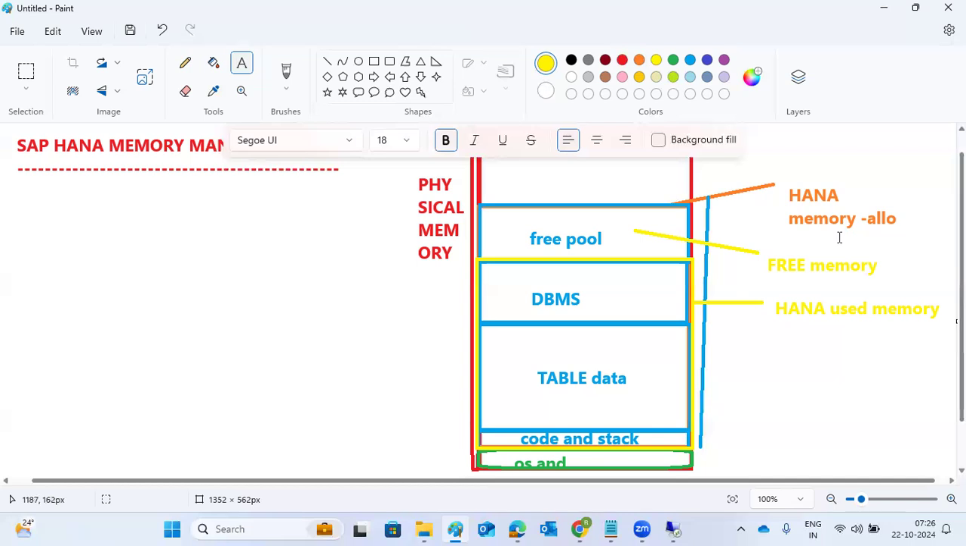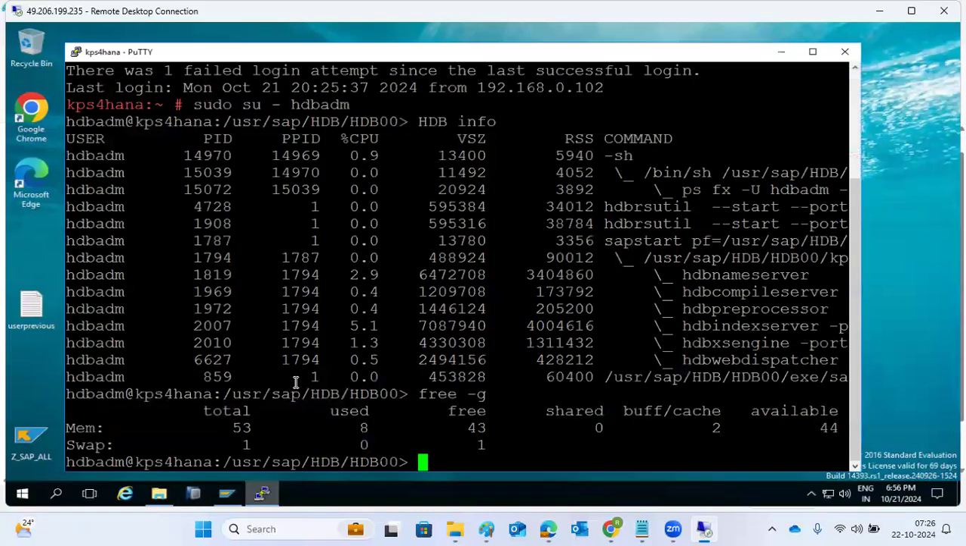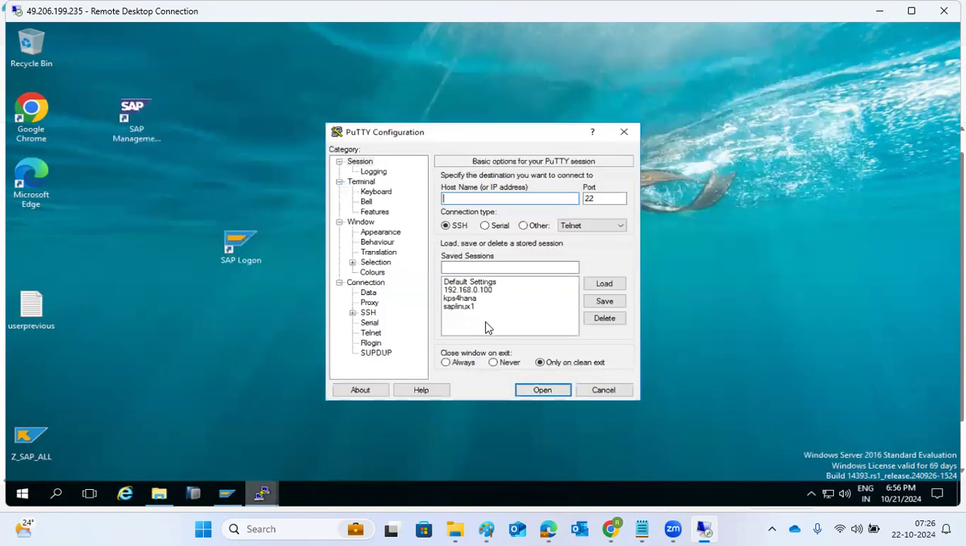HANA memory here, which means this is the free here, right? Here, this we will call the HANA used memory. We can see it here as well. When you run free -g, your total RAM is 53 GB. In that, how much is HANA using? Only 8 GB of the 53 GB is used by HANA.